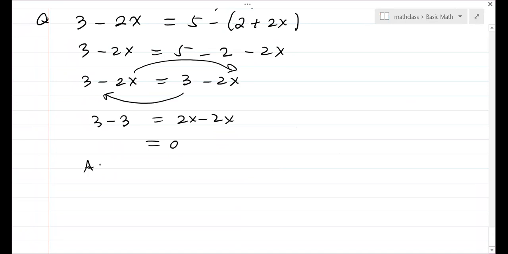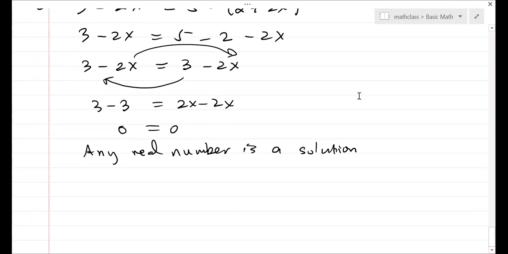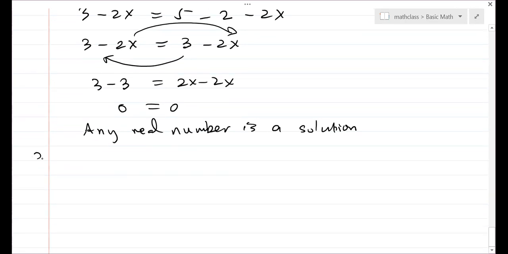Yeah, x could be any number. Any real number is a solution. So how many real numbers are there? Infinitely many, right? So it has infinitely many solutions. This is always true, regardless of the value of x. Both sides are equal. So this is a new problem, you see? And if you don't make mistakes, you will not come to the conclusion x equals 1 or something like that. You end up with 0 equals 0.